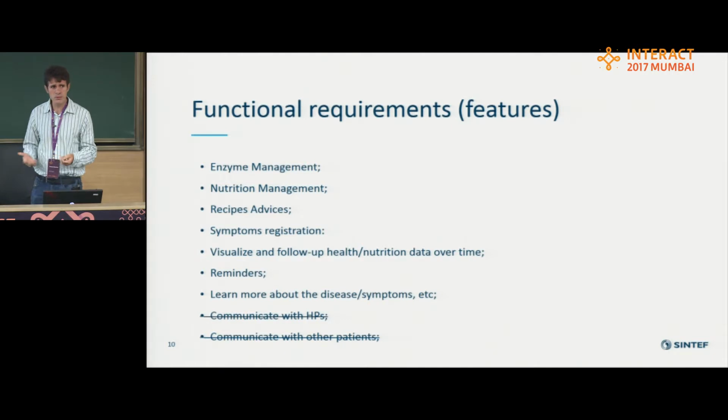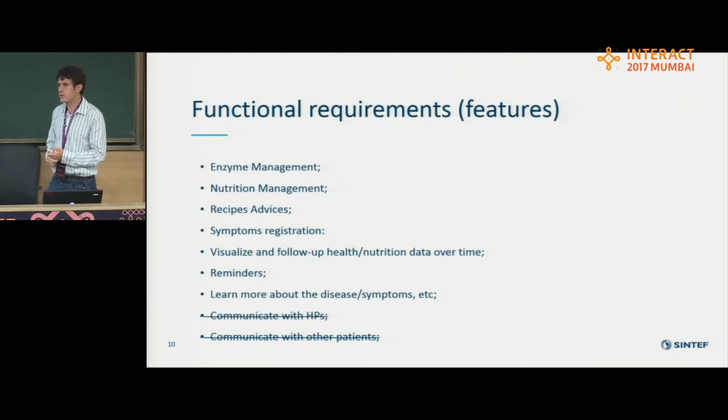And some of them were very interested in having symptoms registration, both so they could follow it up and visualize how their health progressed, but also so they could easily talk with the doctors to say, okay, this is what I felt, and I don't need to remember it.